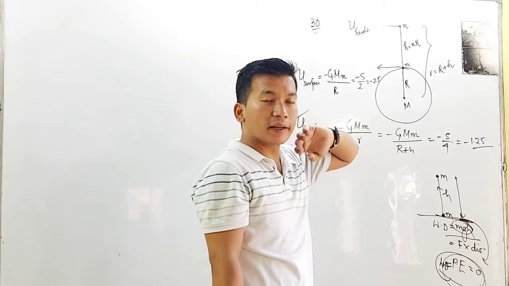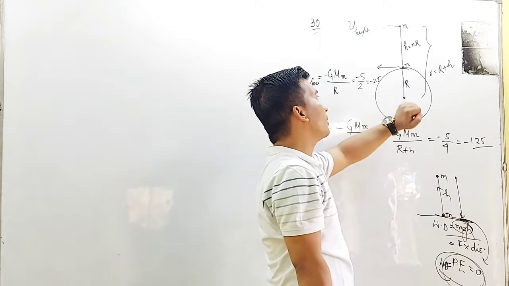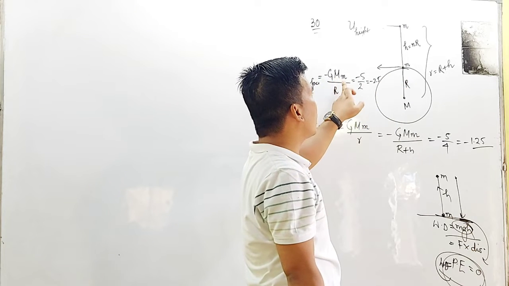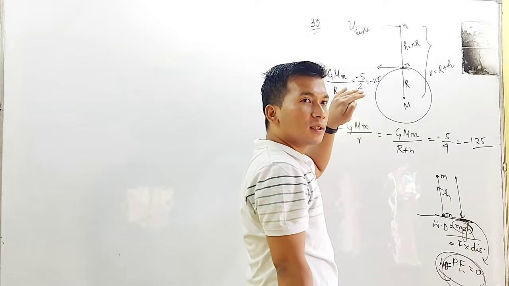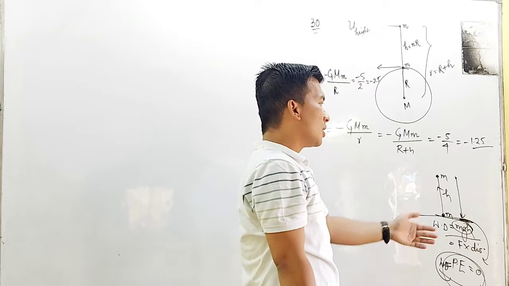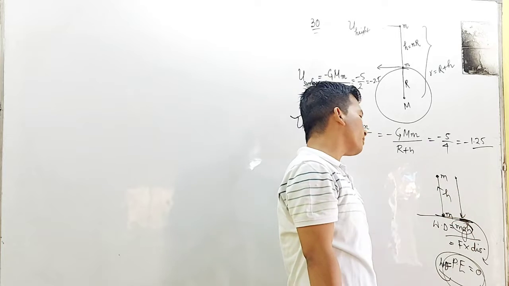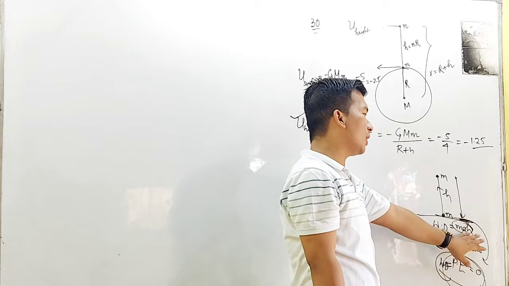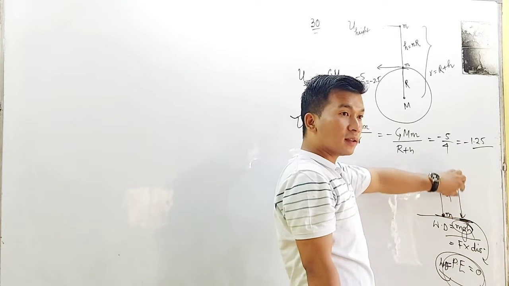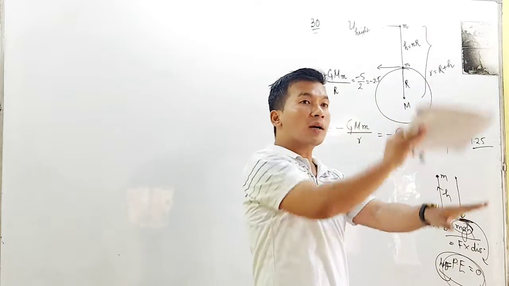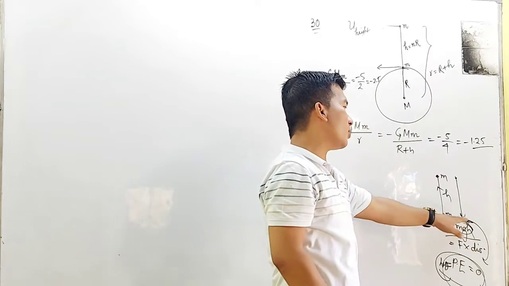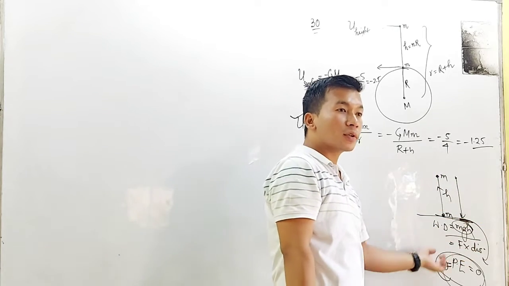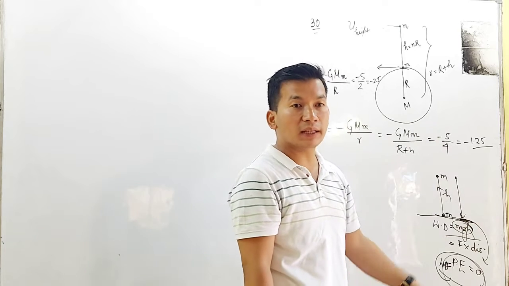The gravitational energy here will be minus G capital M small m divided by r. This is not only the height; this is the displacement. But if the object lies on the surface, there is zero displacement, zero work done, so zero potential energy.